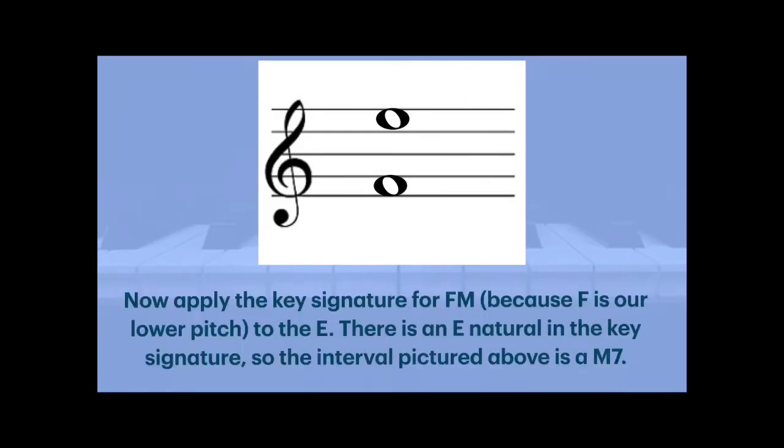Now apply the key signature for F major, because F is our lower pitch, to the E. This will give us a major seventh. There is an E natural in the key signature of F major because F major has one flat, B flat. So the interval pictured above is a major seventh.